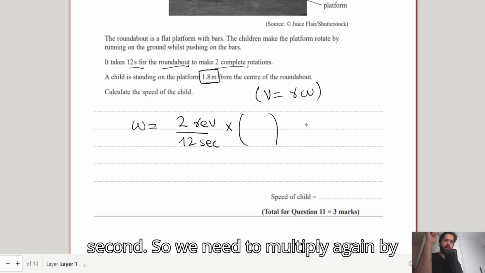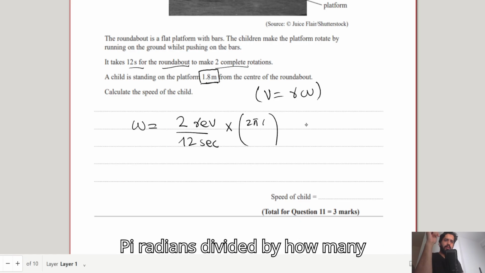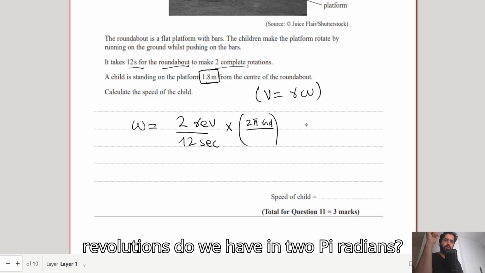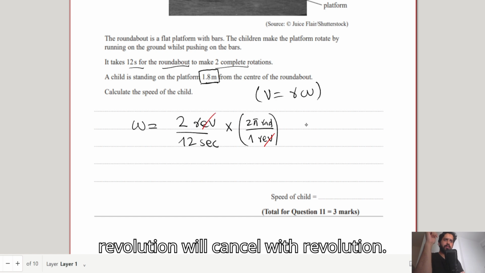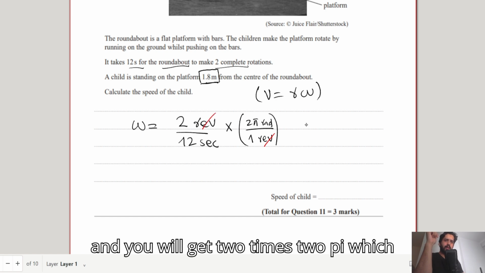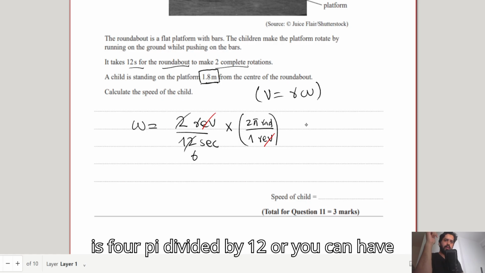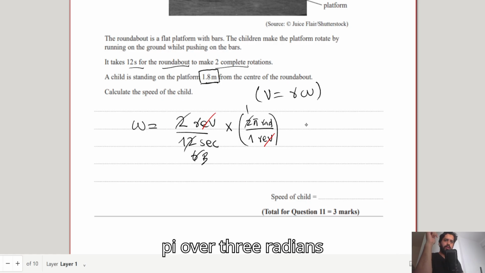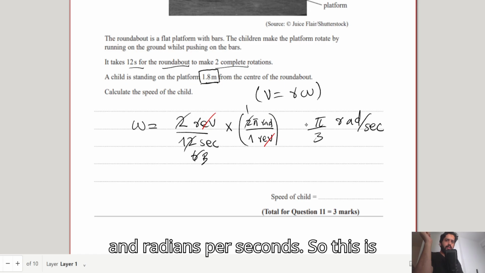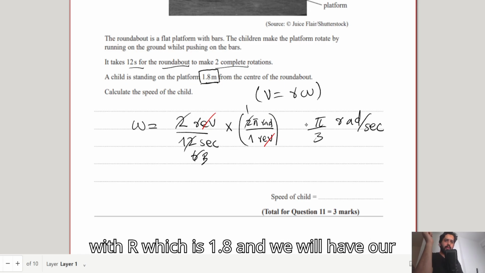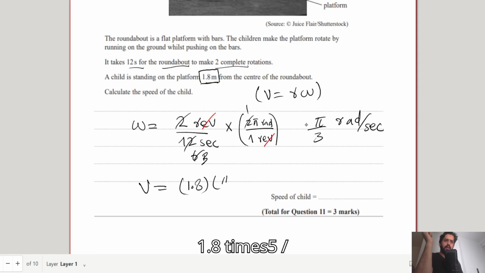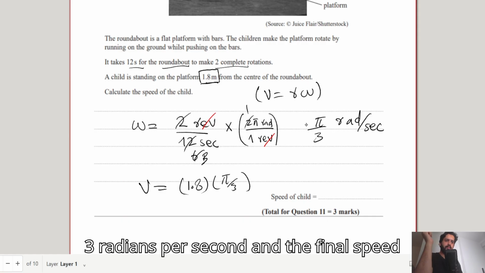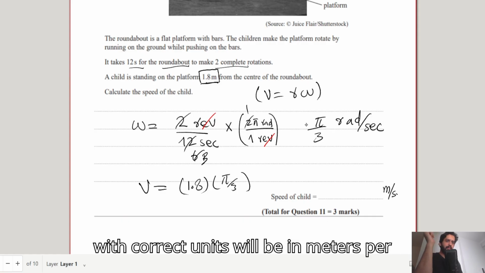So we need to multiply again by our conversion factor, and it will be 2 pi radians divided by how many revolutions do we have in 2 pi radians? We have 1 revolution. So the revolution will cancel with revolution, and you will get 2 times 2 pi, which is 4 pi divided by 12, or pi over 3 radians per second. So this is omega. Now we just need to multiply it with r, which is 1.8, and we will have our linear speed. So v equals r omega, 1.8 times pi over 3 radians per second. And the final speed with correct units will be in meters per second.